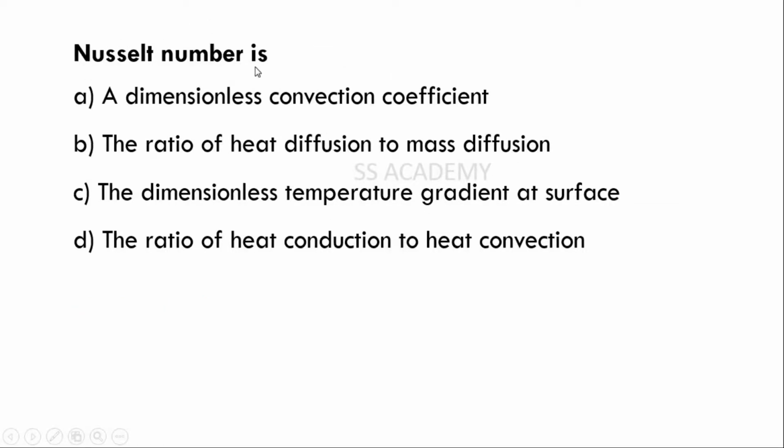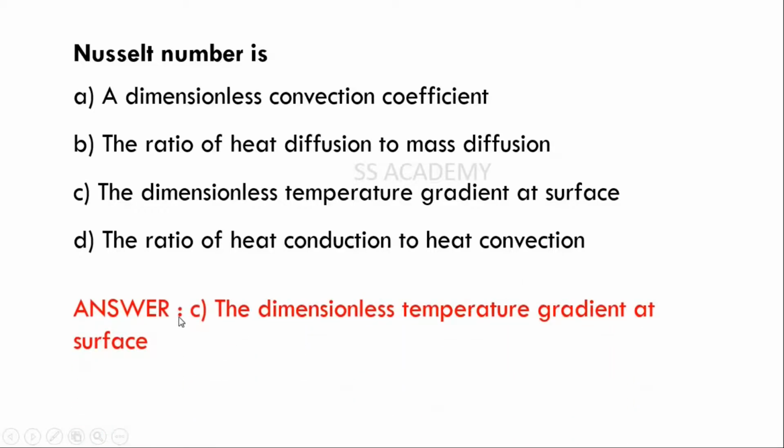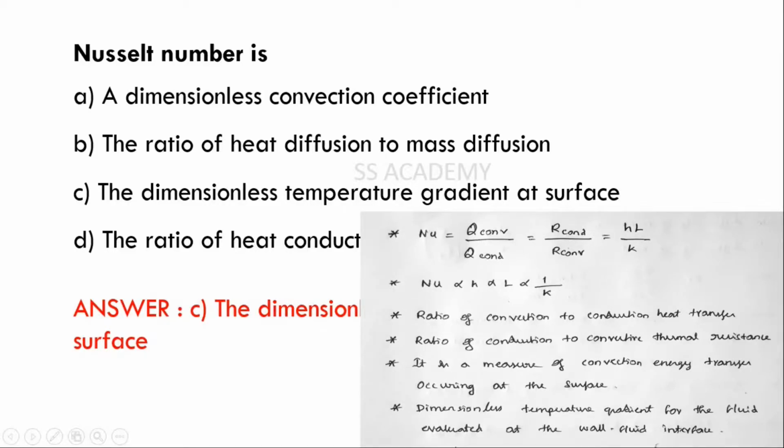Next question is, Nusselt number is: option A, a dimensionless convection coefficient; option B, the ratio of heat diffusion to mass diffusion; option C, the dimensionless temperature gradient at the surface; option D, the ratio of heat conduction to heat convection. The answer is option C, the dimensionless temperature gradient at the surface. We already discussed that it is a dimensionless temperature gradient at the surface, and also a measure of convection energy transfer occurring at the surface.